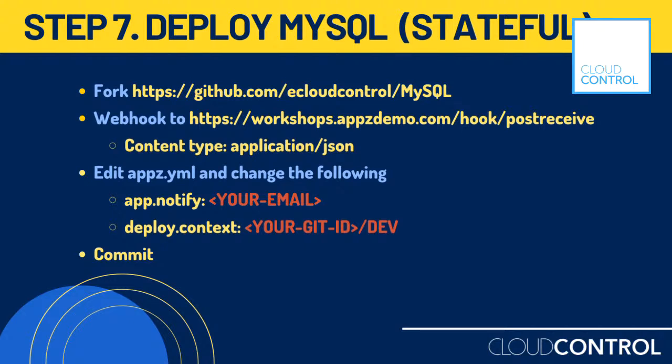Go ahead, Sanjeev. Yep, with almost similar steps to the way you deployed Vault, you will look for eCloud Control MySQL and fork it under your personal Git repository. You set up the webhook with the exact same URL, use the content type application/json, and again change these two values. It's almost an identical process to what you have already gone through. Let's do that and get MySQL deployed. I'll share the screen in a minute.